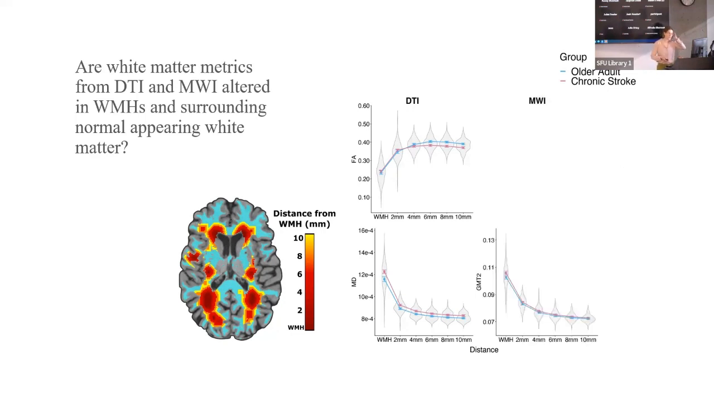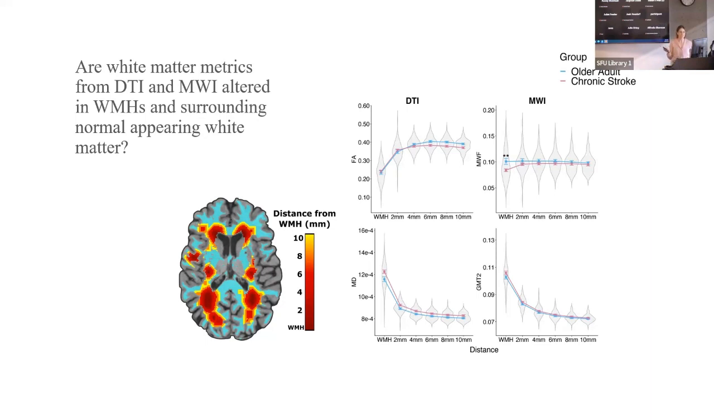Then with myelin water imaging, first looking at the GMT2, which is that long peak signal, this is our increased intra and extracellular fluid. So same thing that you see with mean diffusivity, indicating increased fluid within the white matter hyperintensity. It's also altered in the perilesional tissue, but gradually leveling off with increased distance. And then finally, the myelin water fraction. And here's where the story gets a little more interesting.